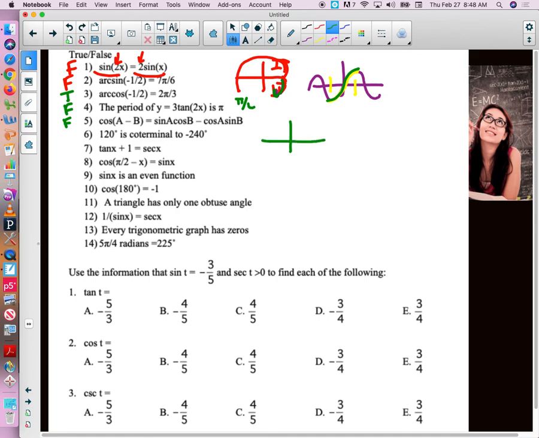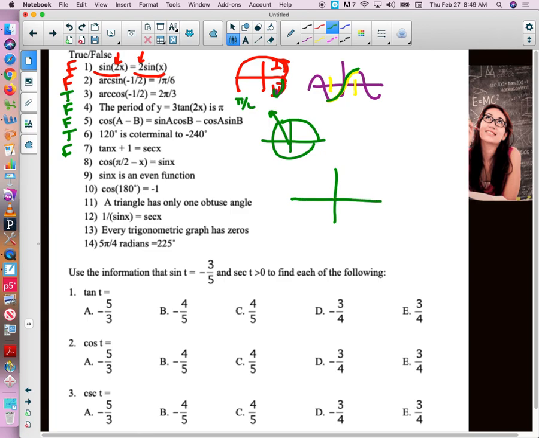120 is coterminal with negative 240. That looks true to me. Okay. Tangent plus 1 equals secant. False. It's got to be squared. Tangent plus 1 wouldn't look anything like secant.